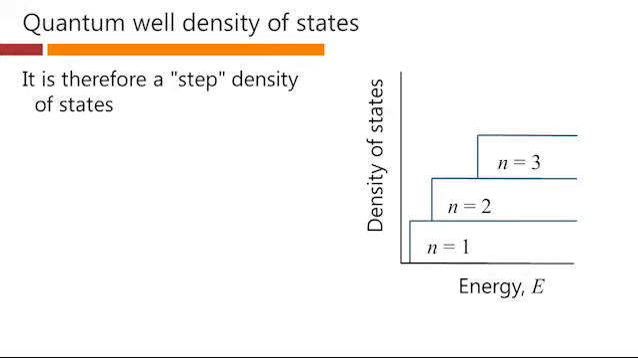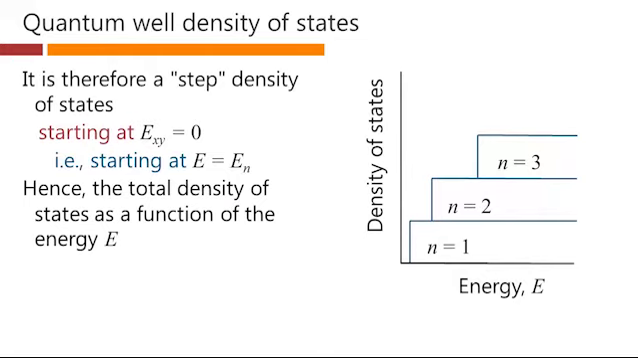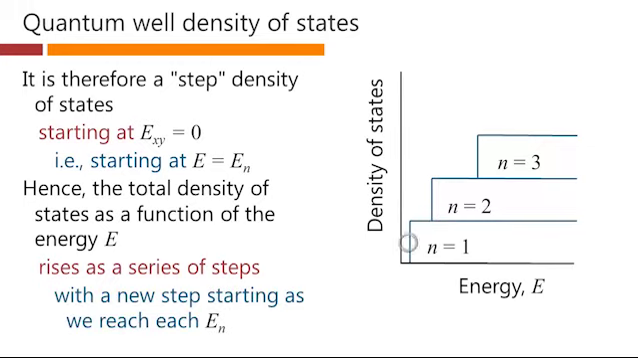It ends up looking like what we have in this diagram here. So starting at EXY equal to 0, that is, starting at the bottom of this particular subband, there's a finite energy, a zero-point energy, corresponding to E1 here. The density of states of any given band just rises as a step. So the total density of states is the sum of all of those, and we get a series of steps, with each new step starting at the corresponding particle-in-a-box confinement energy, E1, E2, E3, and so on.